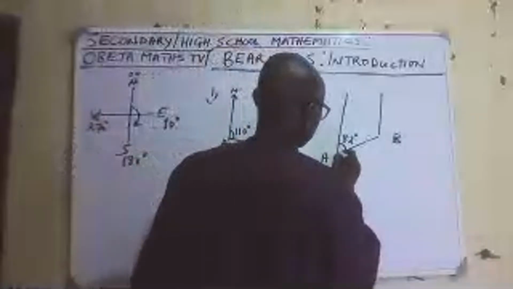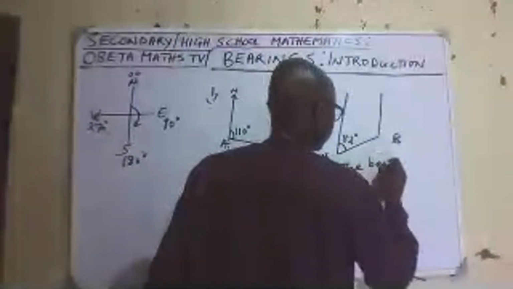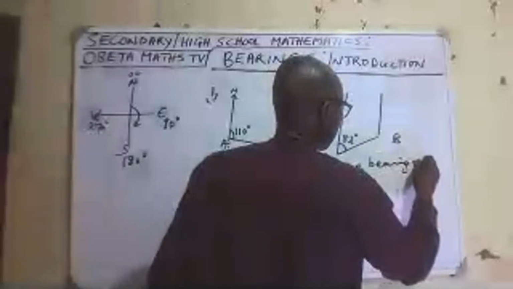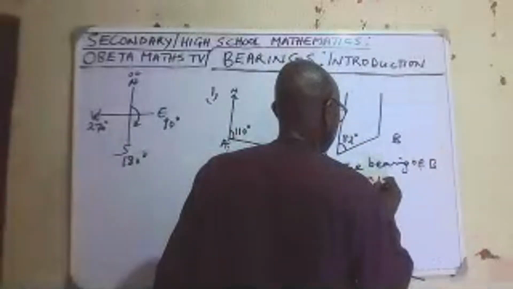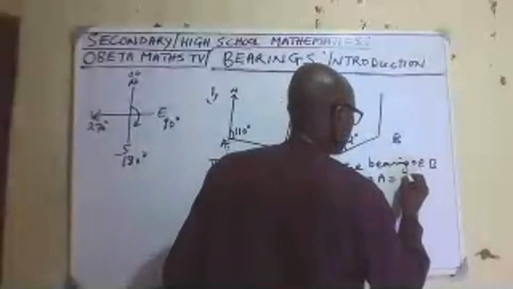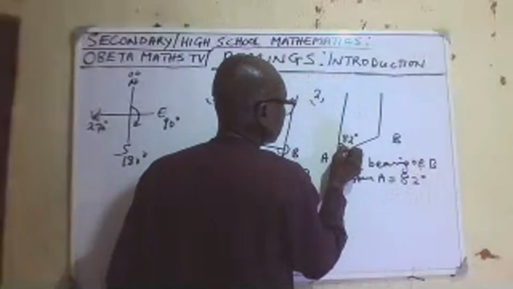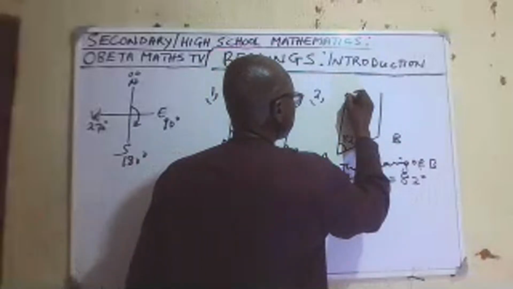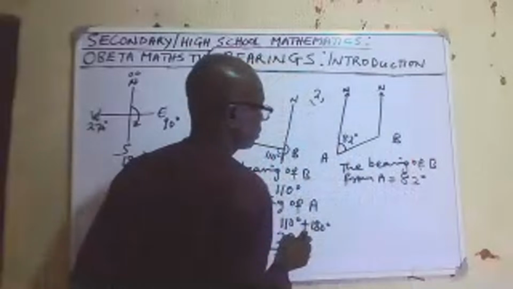So we continue. The bearing of B from A is equal to 82 degrees. That is from the north to the line joining B. Take note, this is north. This is another north.